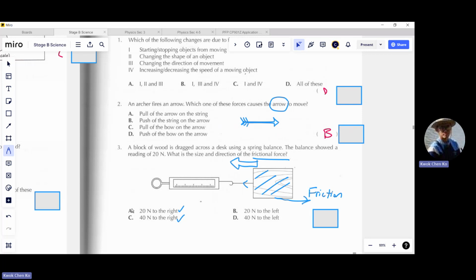Why A? Can it be C? Why not? Please tell me the answer. If it's C, 40 newtons is greater than 20 newtons, then how come the block is still moving? So it's A, right? Yes, A. Thank you.